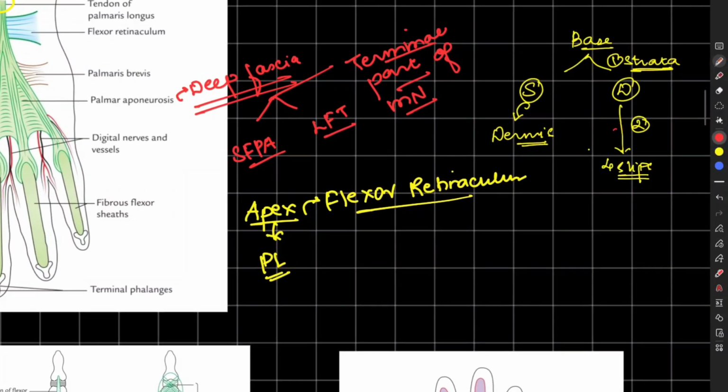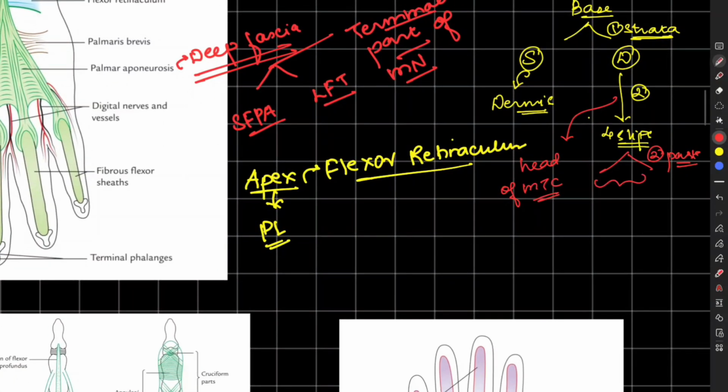Where will this divide? At the heads of the metacarpal bones. Okay. Now each slip divides into 2 parts. Each slip further divides into 2 parts, which are continuous with the fibrous flexor sheath. These slips are continuous with the fibrous flexor sheaths.